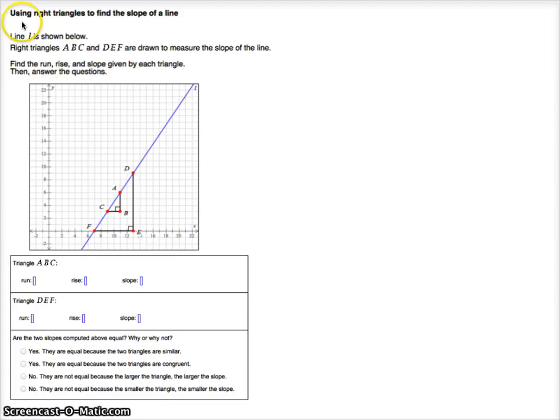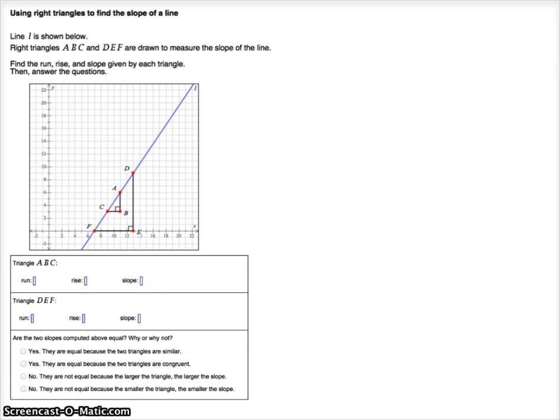Hey gang, today we're going to talk about using right triangles to find the slope of a line. So we're not going to be doing very much different. We're just going to be looking at the points in the triangles A, B, C, and D, E, F to find our rises and our runs, which compute to our slope.